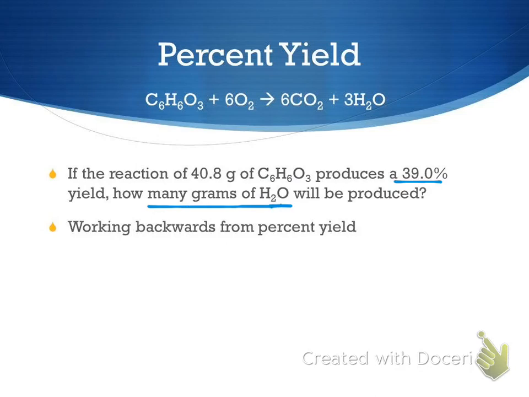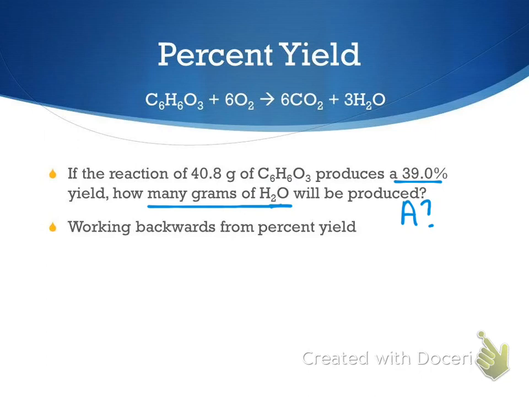So what do you think that means overall we're solving for here? Grams of H2O. Okay, our actual yield or our theoretical yield? Overall, we want to find our actual yield of H2O, knowing that we're going to have a 39% yield. But what's the thing that we're missing to help us get there? The theoretical yield of water.